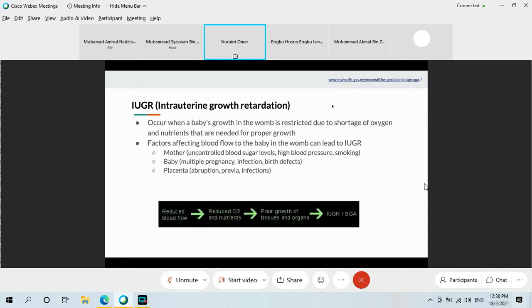Okay, so next we'll explain about IUGR. As I mentioned just now, IUGR is one of the causes of the baby being SGA. So IUGR is intrauterine growth retardation, which occurs when a baby's growth in the womb is restricted due to a shortage of oxygen and nutrients that are needed for proper growth. Factors affecting blood flow to the baby in the womb can lead to IUGR. It can be classified under mother, baby, and placenta. So for the mother, such as uncontrolled blood sugar level, high blood pressure, and smoking.